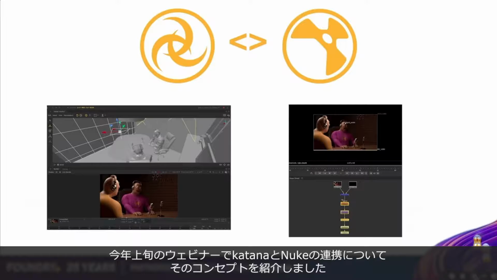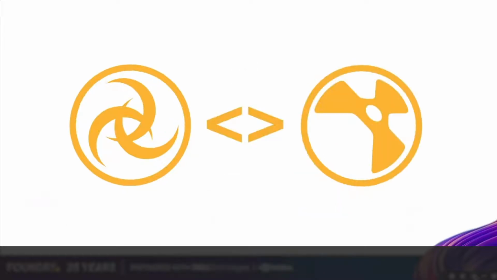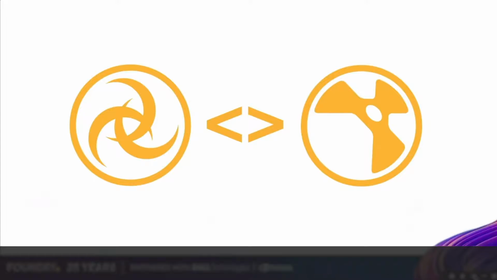Those of you that joined us earlier in the year for other events saw an early proof of concept of this, where we demoed sending pixels to Nuke, through the comp and then back to Katana. Since then, we've rebuilt this proof of concept on top of the same framework that the Foresight Plus system is using, and started plumbing in some new features. Now, I can't show you everything that we're planning to deliver in the Katana 5 timeline, but I can start to tease you with some of the early possibilities and then talk you through what's coming next.